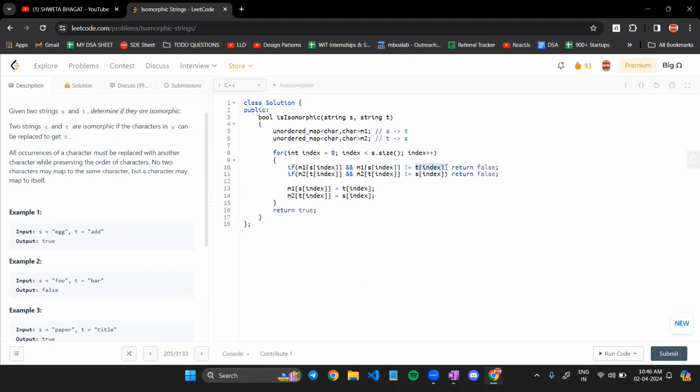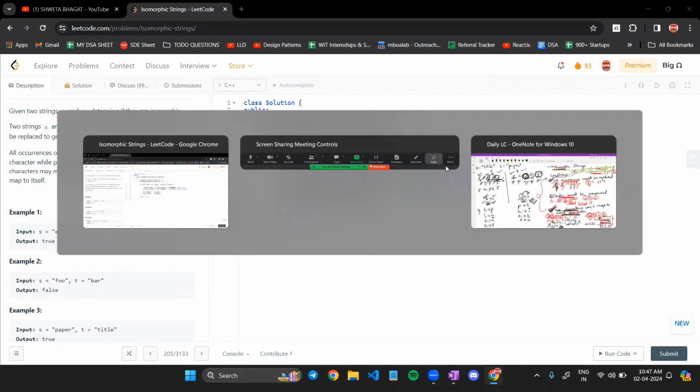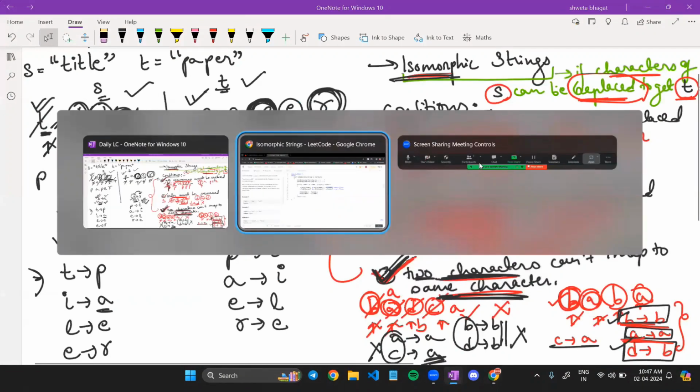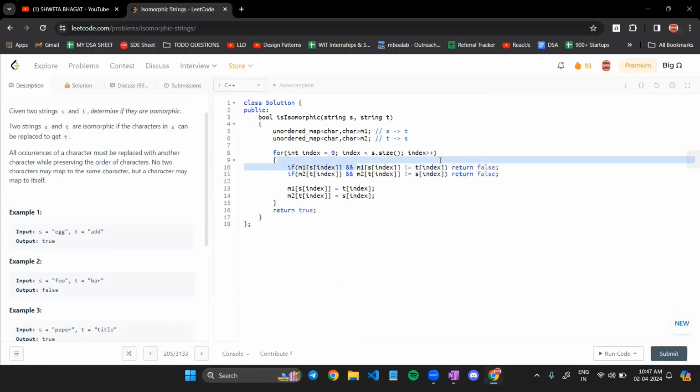Why? Because we said that if we are replacing a T with a P, then all the occurrences of T should be replaced by P only, correct? Like we saw over here, if we are replacing this T with a P, then all the Ts that we find, we have to replace with P only. To ensure that, we check that if the stored value for the current character is not the same as the character at the current index of string T, then it's not isomorphic. So we are returning false. And the same is the reason for the other check as well, correct?